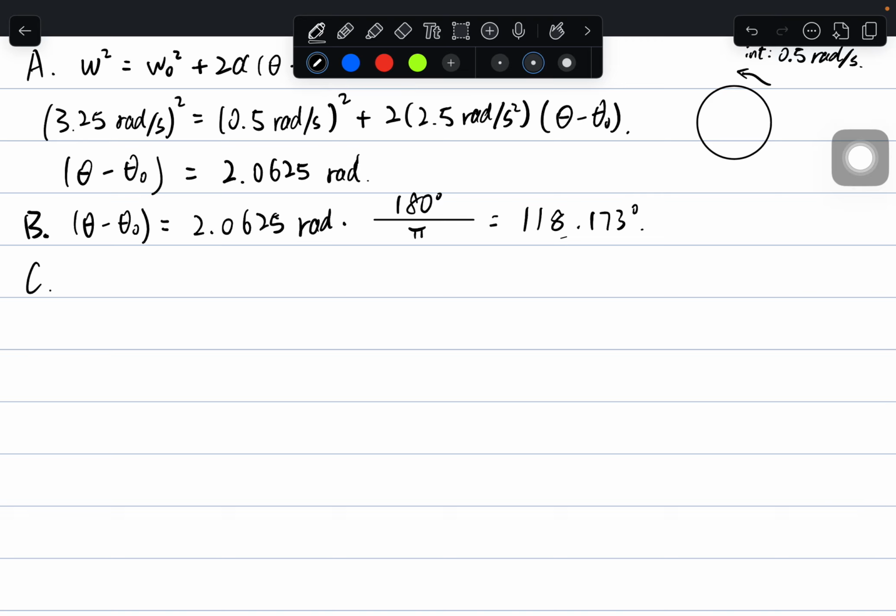Part C, it asks for the angle in revolutions. So this is degrees, this is revolutions. It is just the radians, which is 2.0625 rad, divided by 2 pi, which gives us 0.328 revolutions.